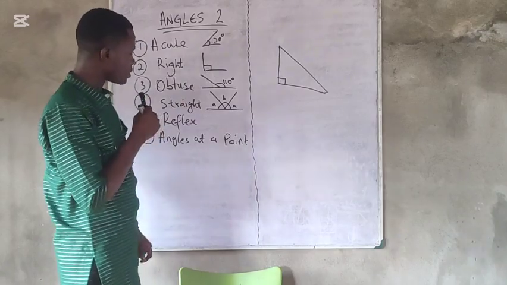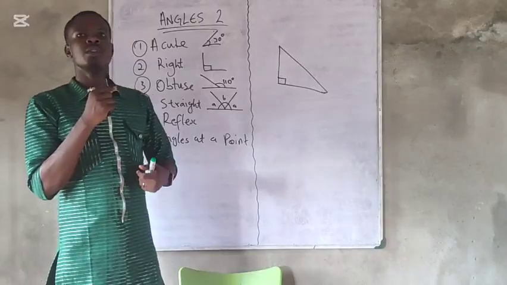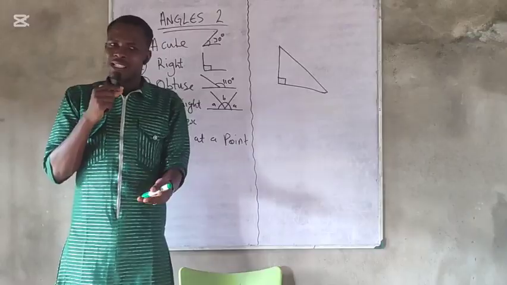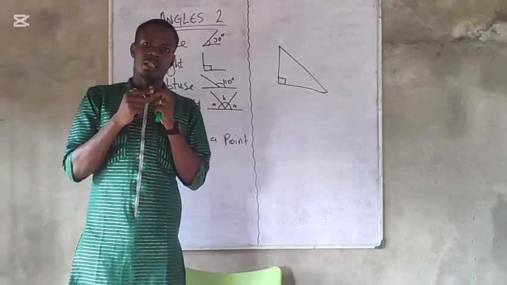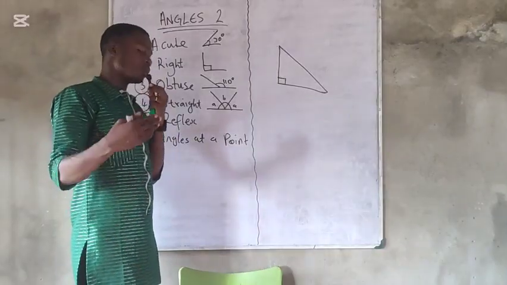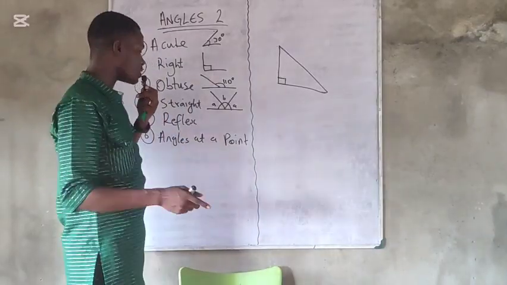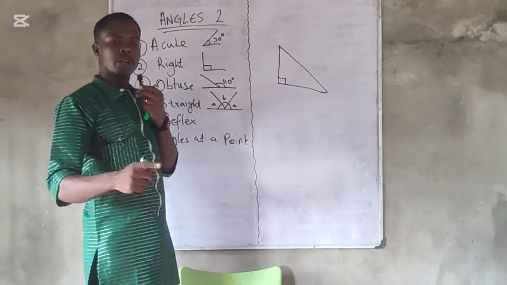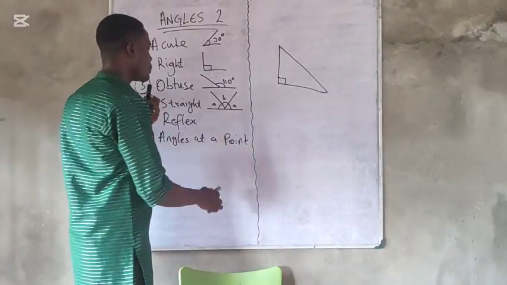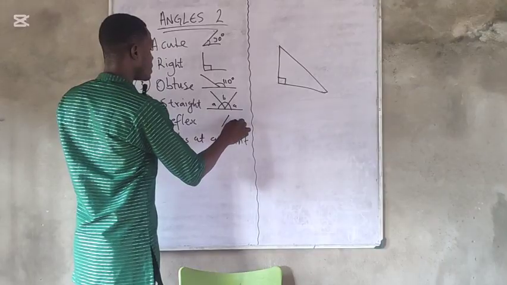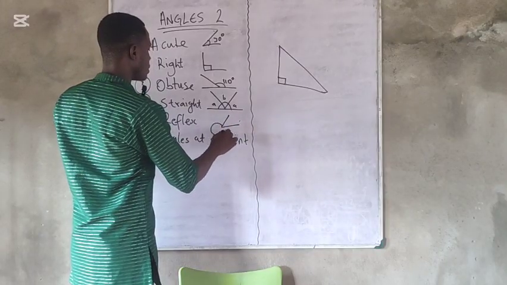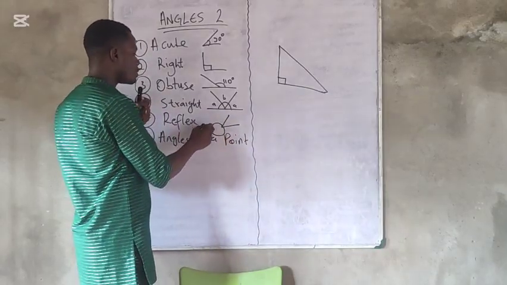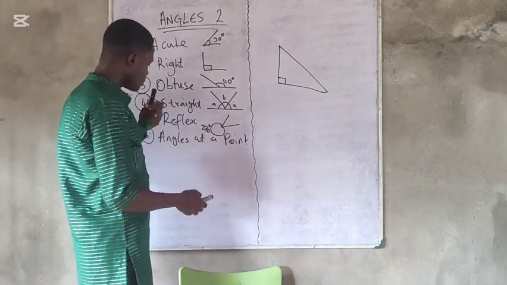Then we have reflex angles. Reflex angles are angles that are bigger than 180 degrees but less than 360 degrees. Don't forget, reflex angles are bigger than 180 but less than 360 degrees. Sometimes we can denote them like this, where this is an angle, maybe you say 270 degrees depending.